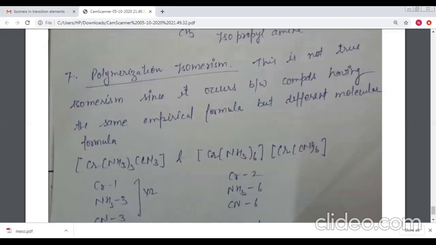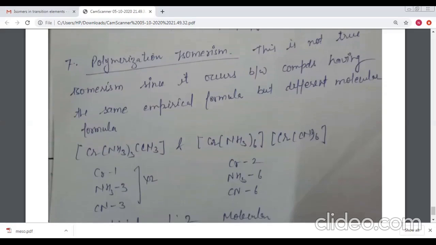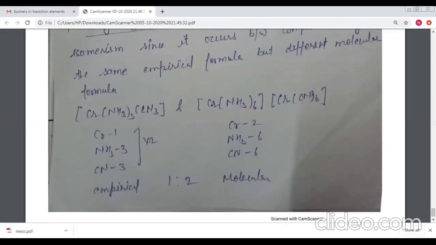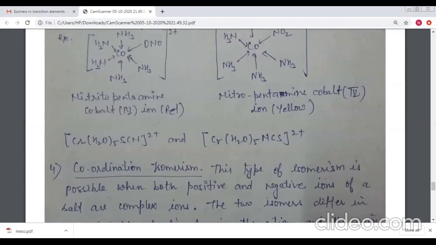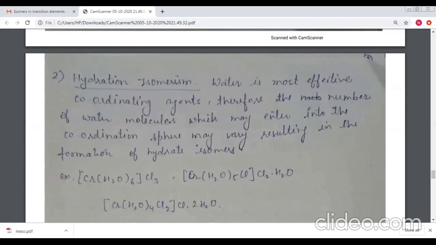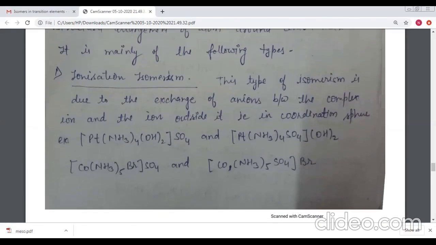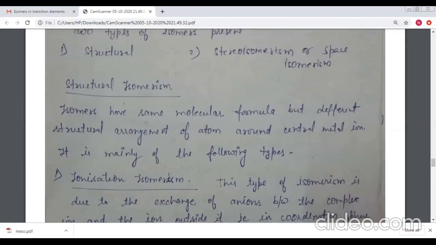So if we multiply the structure of one molecule by 2, the ratio of the empirical formula to the molecular formula is 1:2. So these are all the types of structural isomers we have discussed in our lecture. I repeat again the types of isomerism in coordination compounds. Here we have explained the types of structural isomers in transition metal complexes.